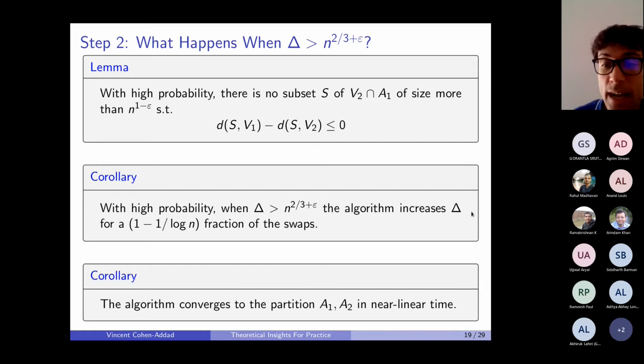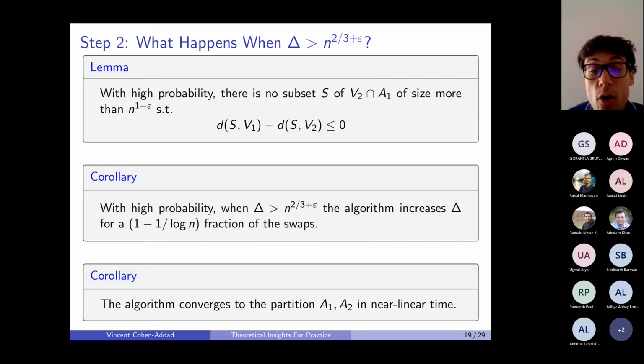going to increase delta, for that the fraction of the swap is going to happen. Before it was one half plus the signal to noise ratio. After this point, we can show that the probability that the swap is good is at least 1 minus 1 over log n. So with probability 1 over log n, you make a wrong swap. With probability 1 minus 1 over log n, you make a good swap. So then that means that now we are only making good swaps.